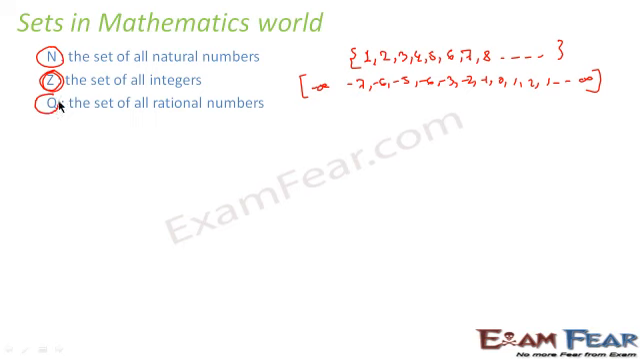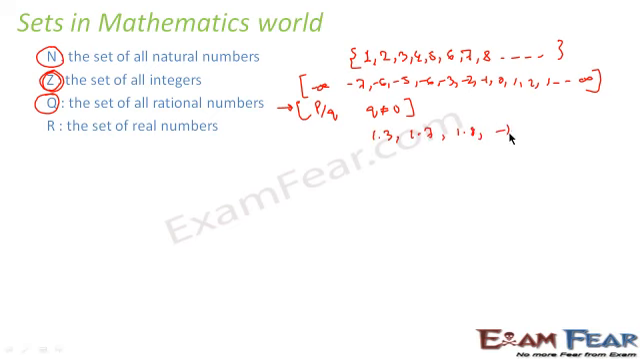Similarly, Q is set of all rational numbers. So rational number is anything that can be represented in p by q form, where q is not equal to 0, because once you make q equal to 0, it will become infinite. So anything that is in this form is called rational. Similarly, R is a set of all real numbers. Anything that can be represented on number line is real number. For example, you can say 1.3, 1.7, 1.8, -1.2. Any number of this kind is called real number.